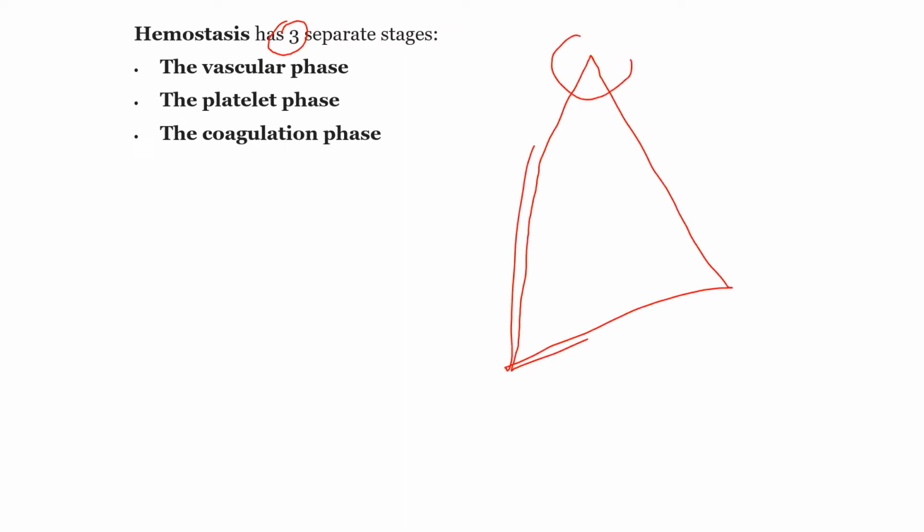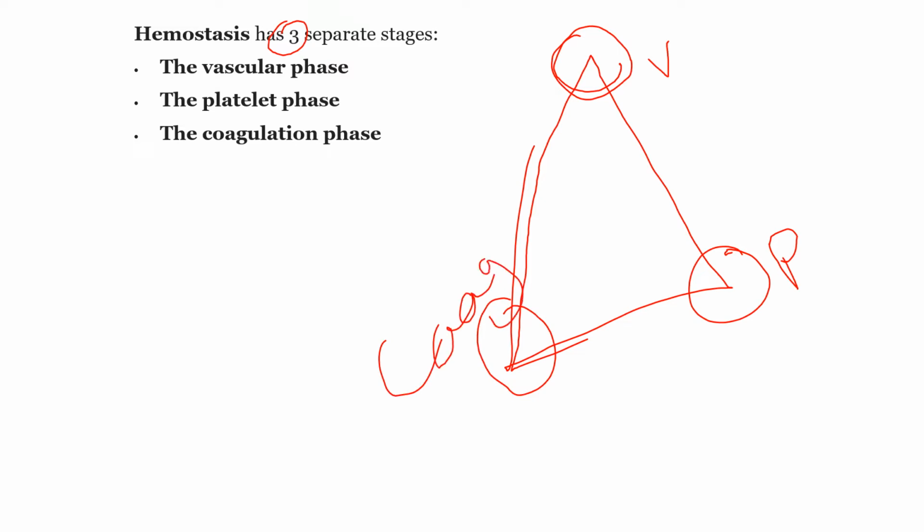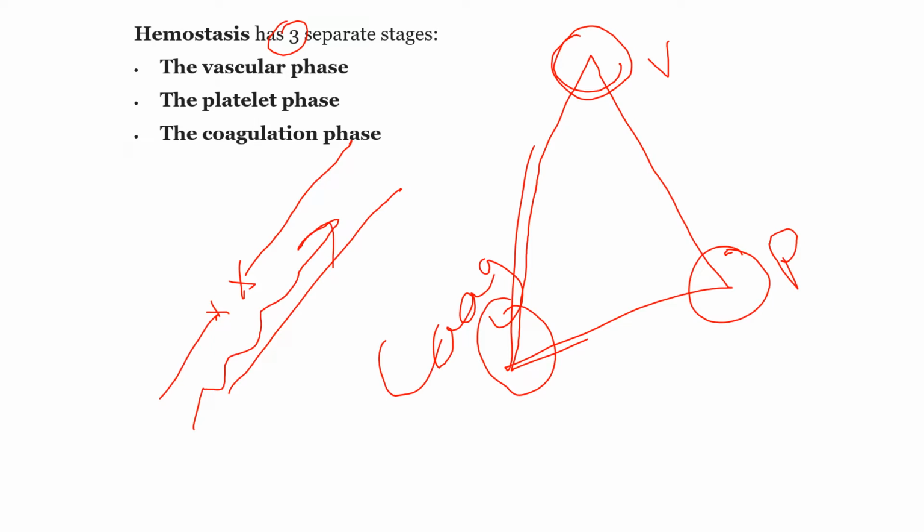It has a vascular phase, a platelet phase, and a coagulation phase. Let's suppose this is a blood vessel and you have injury in the blood vessel, loss of the endothelium. When you have injury, some of the blood will go outside. The first thing the body does to decrease blood loss is vasoconstriction. The body tries to constrict the site of injury. Why? Because this is a rapid process to decrease the blood loss. So this is the first phase, the vascular phase, vasoconstriction.